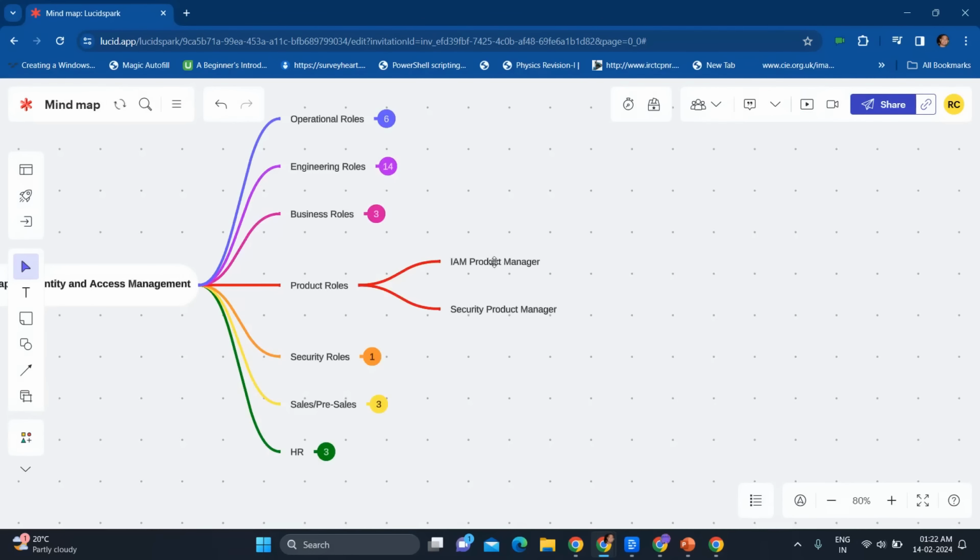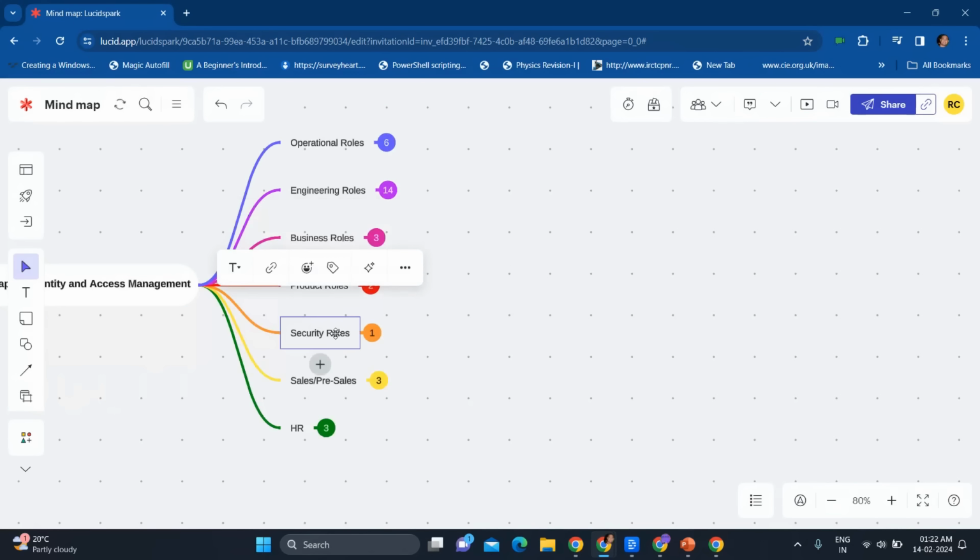Then you have the product roles, where you have IAM product manager, security product manager. Then moving on to security roles. Here, few organizations do have security analysts. Primarily, their job is to be an intersection point between security and the IAM team. And gradually organizations are requiring these roles. And again, you can be an analyst, senior analyst, lead analyst, and move on from there.